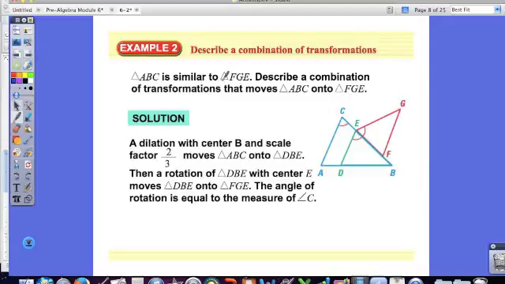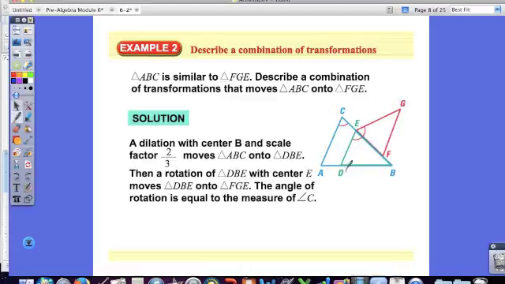So let's describe a combination of transformations. We have A, B, C, and they tell you that it's similar to F, G, E. So the blue is similar to the red. Describe a combination of transformations that moves ABC onto FGE. So the first thing they did was basically they shrunk this down, and it said a dilation with center B. The reason it's saying center B is that's the one vertex that stayed in place, with a scale factor of 2/3 that shrinks this or moves this down from ABC to DBE.